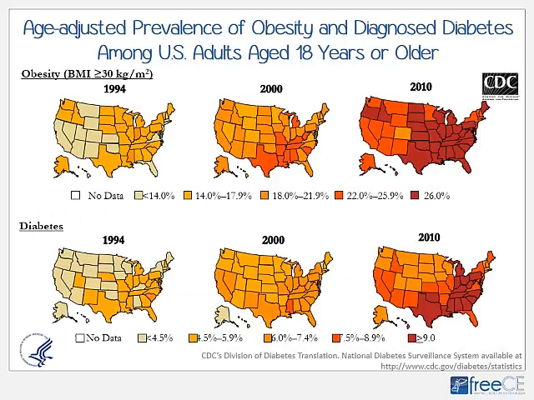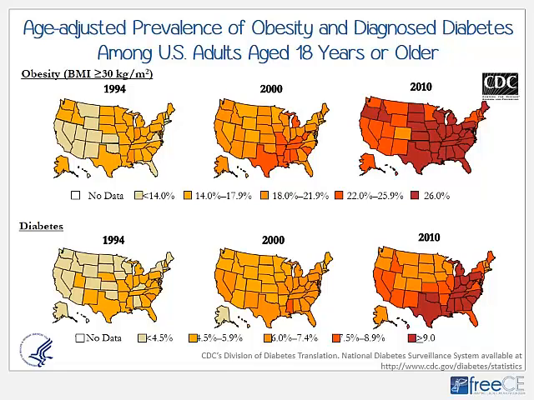Let's look at this slide, which is an age-adjusted prevalence of obesity and diagnosed diabetes among United States adults aged 18 years of age and older. We'll look at the top 3 maps of our country, and we'll see the obesity epidemic has increased dramatically from 1994 through the year 2000 up to 2010. We'll see on the bottom 3 slides how the increase in prevalence of diabetes parallels that increase in obesity.